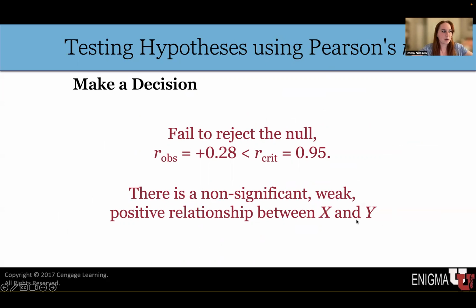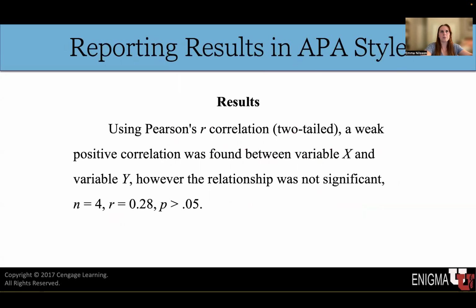And this is what I was talking about before, where you can have a relationship that is correlated. There is a weak positive relationship, but it's not significant. So correlation and significance are not mutually exclusive. Okay, are not mutually exclusive.